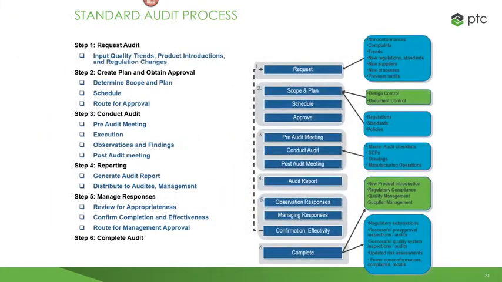The standard audit process consists of a 6-step process with subtasks for each step. Step 1 being requesting the audit, 2 to create the plan and obtain approval, 3 to conduct the audit, 4 for reporting, 5 for managing the responses, and 6 to complete the audit. As you can see on the right-hand side, each of the subtasks is supported by a number of compulsory processes for that particular line item.